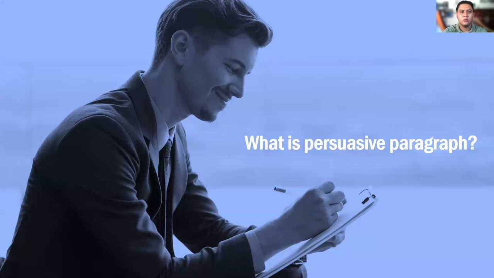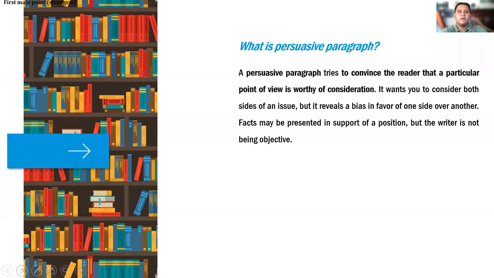Let's see the other ones. I think that it attempts to get the reader to accept a point of view or the writer's position on a topic. Good. It is a paragraph that tries to convey to the reader. That's so good, guys. Thank you so much for your opinion. Now, let's move to the presentation. Here we have the definition of what a persuasive paragraph is. Someone can help me to read, please, the definition of the topic for today.